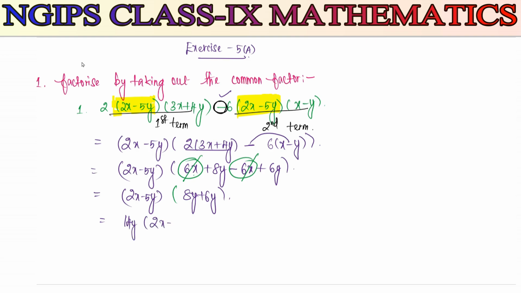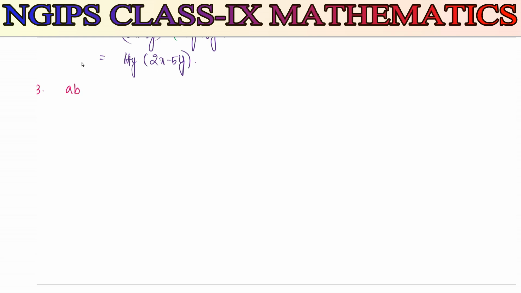14y into 2x minus 5y. This is the common factor for the given expression. Okay, the third question we have is ab into (a square plus b square minus c square) minus bc into (c square minus a square minus b square) plus ca into (a square plus b square minus c square).